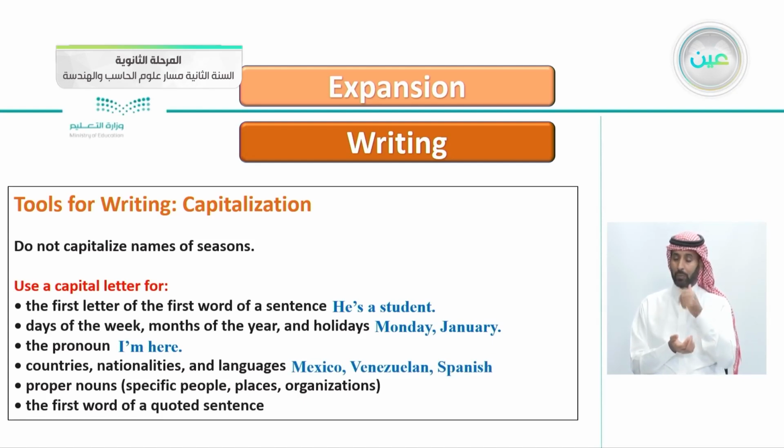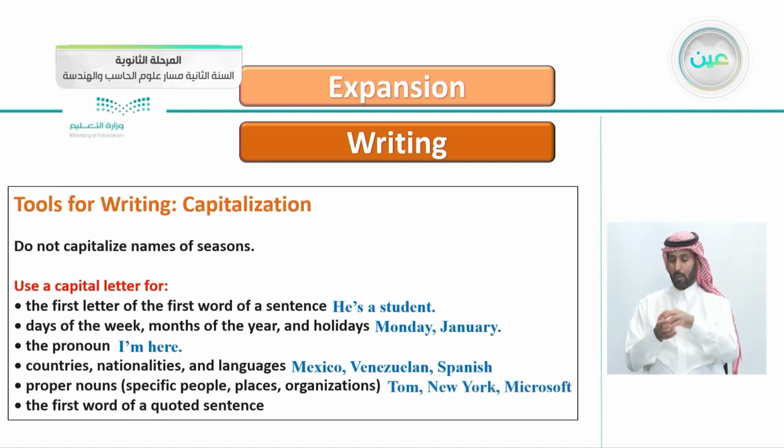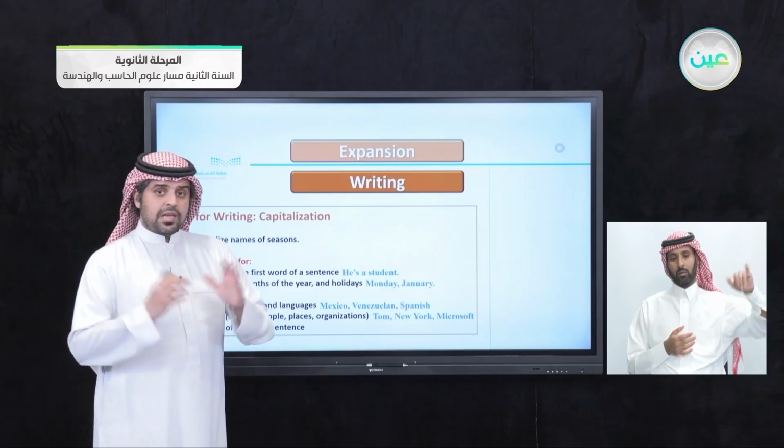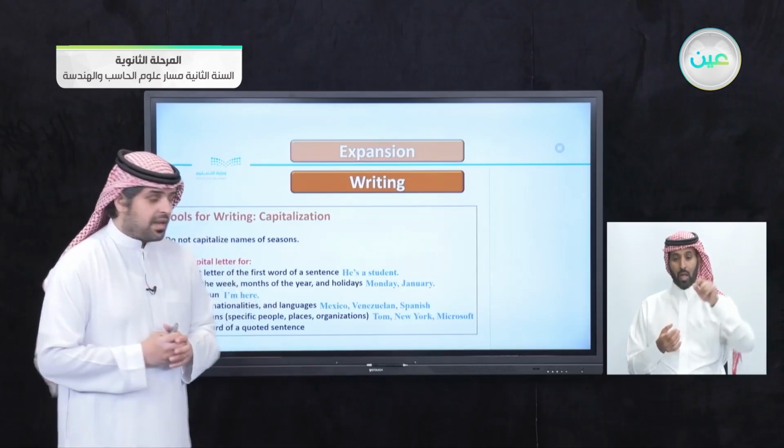Proper nouns: specific people, places, and organizations. Tom, this is the name of a specific person. Places like New York, organizations like Microsoft. So when you name these, always use the capital letter.